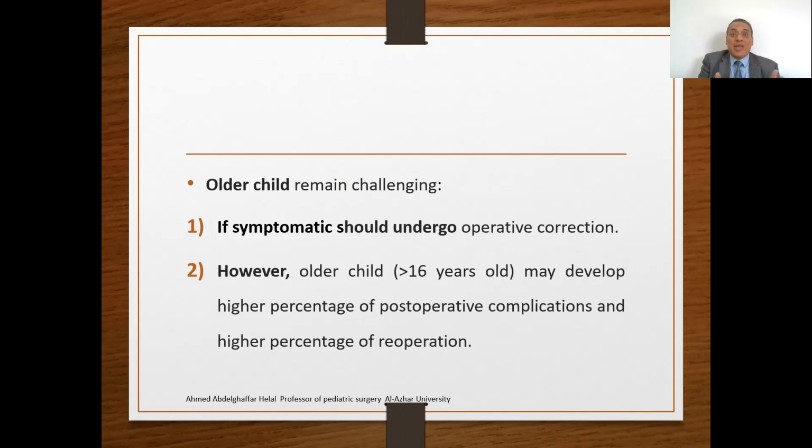Also, there is still a major challenge in the older child. In older children, the symptoms are usually vague. So if symptomatic, the older child should undergo operative correction. However, the family of the child must be informed that older children may develop a higher percentage of post-operative complications, with a higher percentage of reoperation, when compared to young children, infants and neonates. So these older children pose a special challenging problem for the pediatric surgeon to decide which procedure will be suitable for every child.